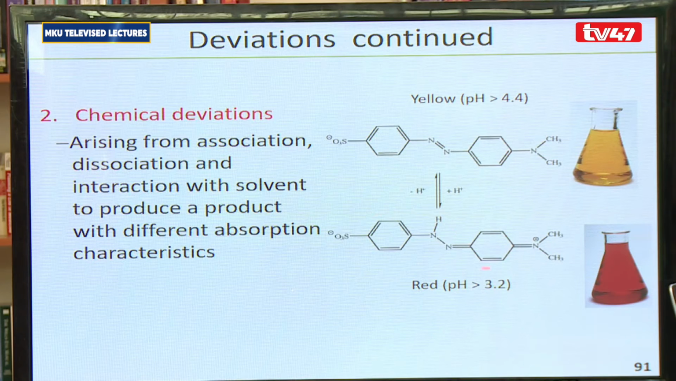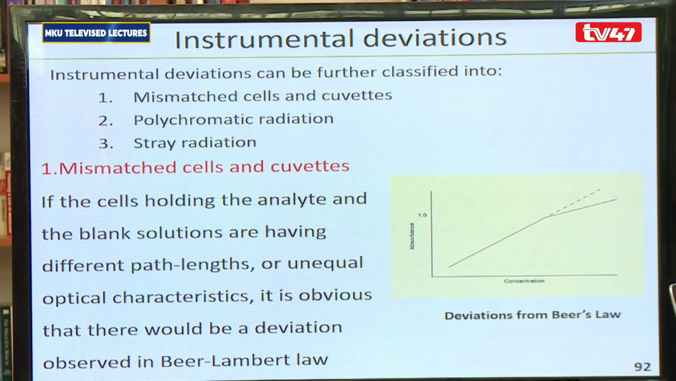At a pH less than 3.2, when this molecule has gained a proton, the molecule is now red in color, because the nature of the absorber has changed. And this again will translate to deviations in the linearity of the Beer-Lambert law. We also have instrumental deviations as the other category. Instrumental deviations can be classified as mismatched cells and cuvettes, polychromatic radiation, and stray radiation.